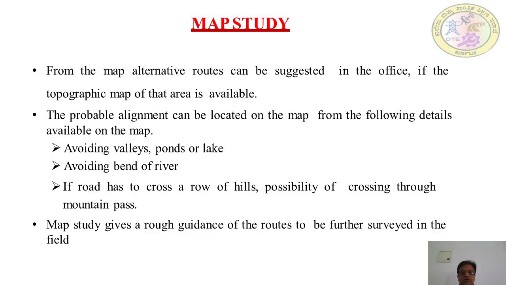This can be done by studying the topography of the area where we want to take our alignment. Avoiding the bend of a river. So even the bend of a river needs to be avoided. If the road has to cross a row of hills, look for the possibility of crossing through a mountain pass. Otherwise, you need to cut the mountain. Otherwise, you need to make a tunnel. The construction of a tunnel or cutting the mountain costs a huge amount. So, in order to avoid that, is there any possibility so that we can cross through the mountain pass? That possibility has to be studied.